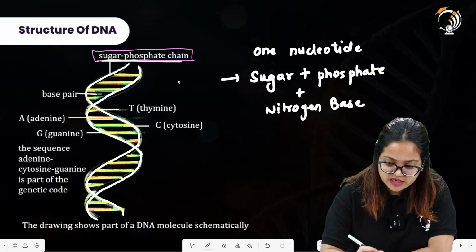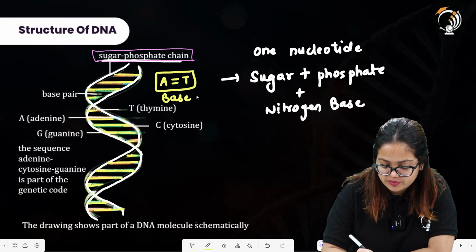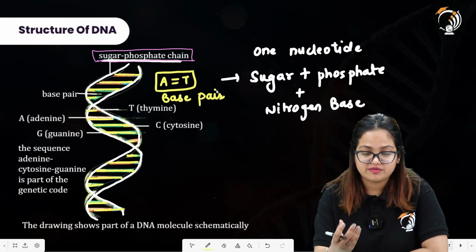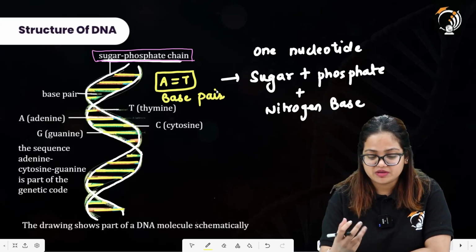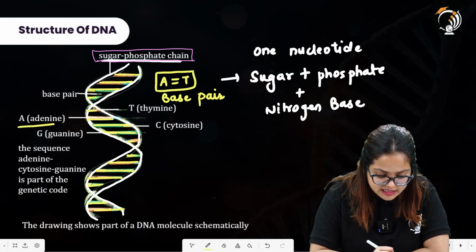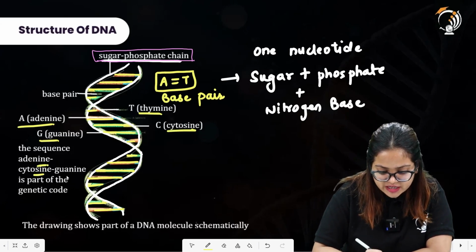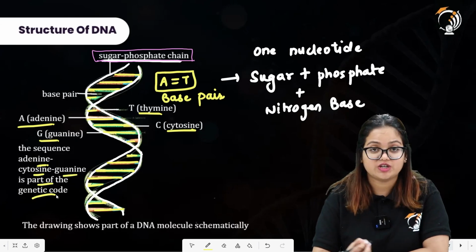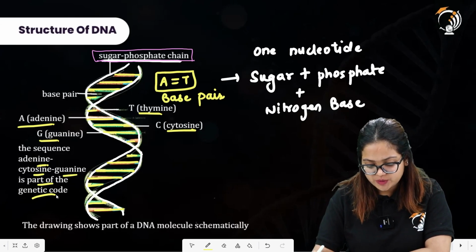So whenever you say that adenine is binding to thymine, this is forming a base pair. So a base is binding to another base, forming a pair. A single nitrogenous base binds to another nitrogenous base, forming a base pair. Adenine is there, guanine is there, thymine, cytosine. The sequence of adenine, cytosine, guanine is part of the genetic code. All right. The drawing shows part of a DNA molecule schematically.